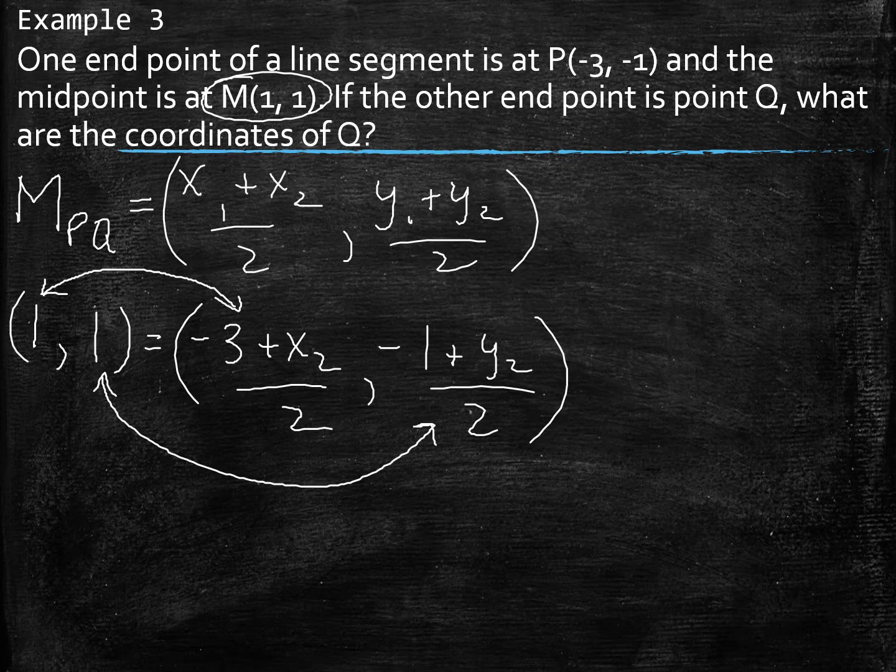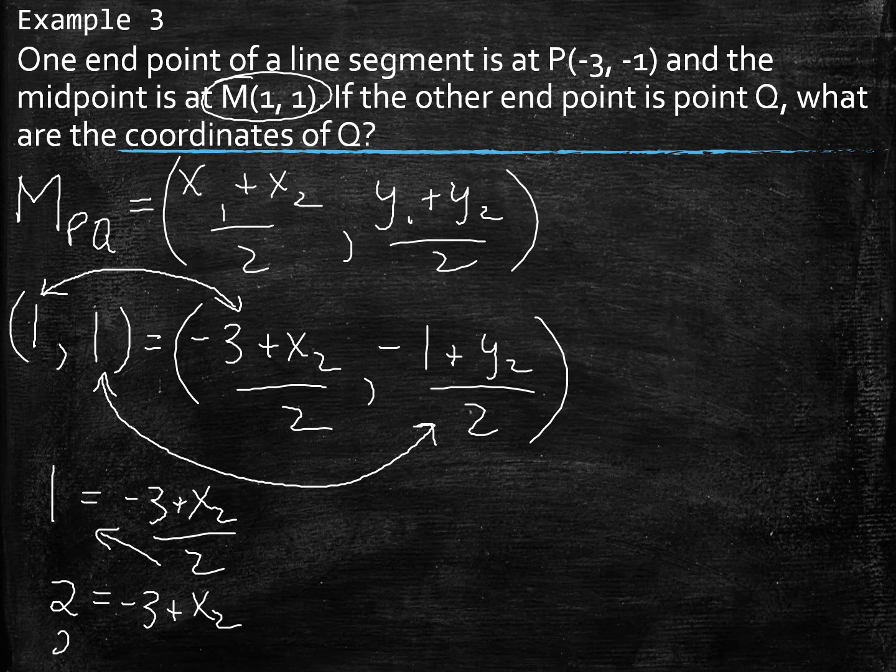Working with the x first, 1 equals -3 plus x2 over 2. How do you get rid of that 2 on the bottom? Cross multiply. 2 equals -3 plus x2. Bring that -3 over, becomes 2 plus 3. Which means x2 is 5.